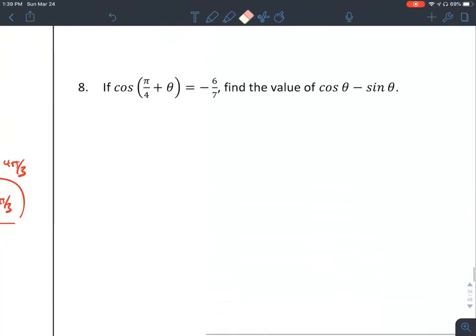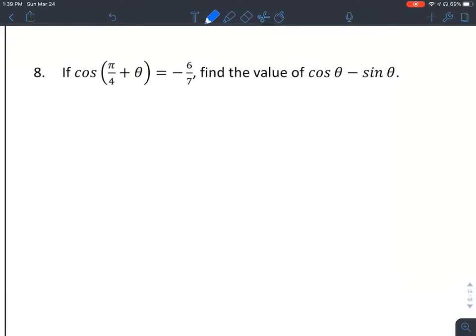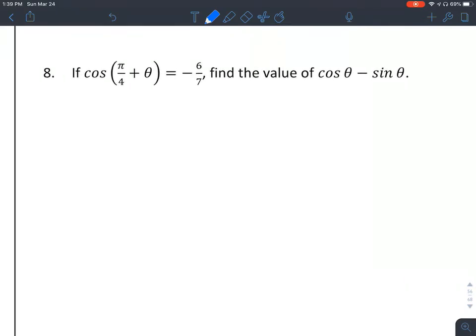Cool. Number 8, similar question. If cosine of pi over 4 plus theta is negative 6/7, find the value of cosine of theta minus sine of theta. Don't know how this is going to shake out. Don't know how we're going to accomplish knowing each of these things to subtract them, but let's just see what happens if we use the sum identity for cosine. It's going to be cosine of the first angle times cosine of the second angle minus sine of the first angle times sine of the second angle.